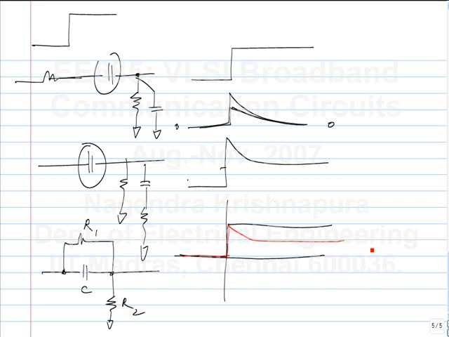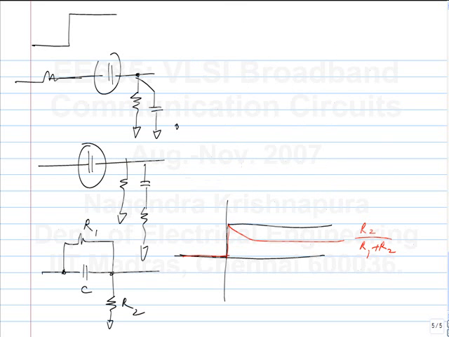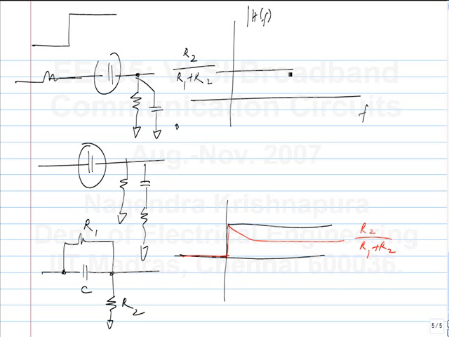This will be a first order equalizer, of course. And what does the response look like in the frequency domain? Should it look high pass or low pass? In one way or the other, it has to be high pass, right? That's why it's giving you some response like this. So what does the response look like? I want mod h of f versus f. What is it for low frequencies? R2 by R1 plus R2. And what is it for high frequencies?